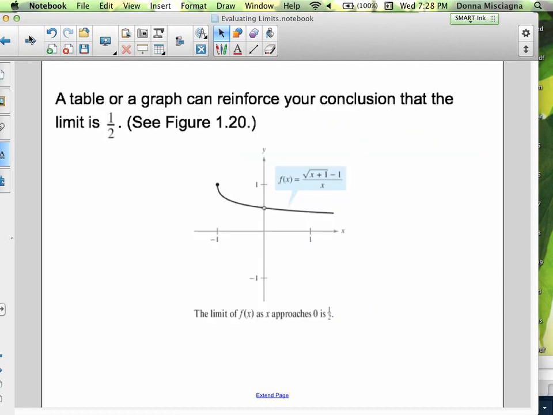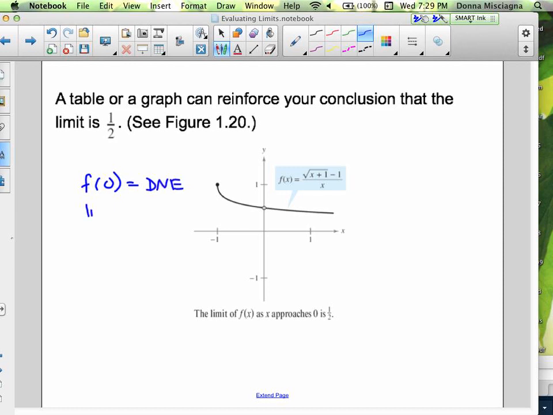Oh, first of all, let's look at the function. So here it is graphed. We have f of x equals the square root of x plus 1, minus 1, divided by x. If you look at a graph, that can also make you feel, yes, I got that right. So the limit of f of x as x approaches 0 is 1/2. And notice we have a hole. Some of you are confusing the value of the function with the limit of the function. So f of 0, that's the value of the function, doesn't exist, but it doesn't have to for the limit to exist. The limit as x approaches 0 of this function is 1/2.